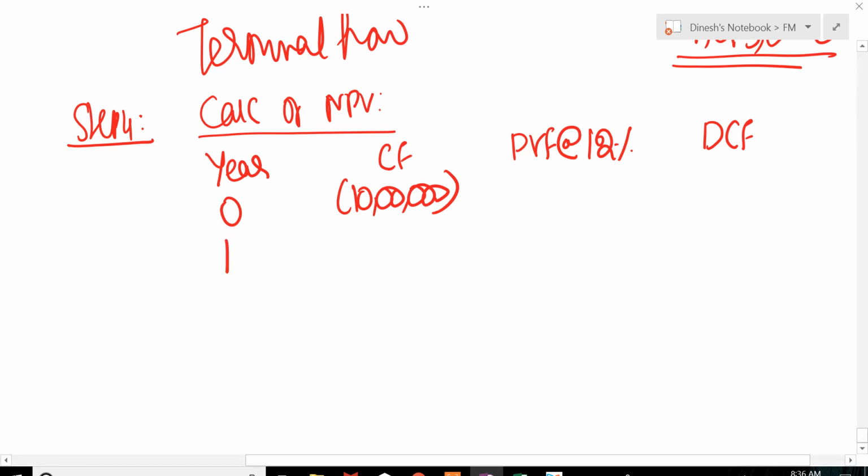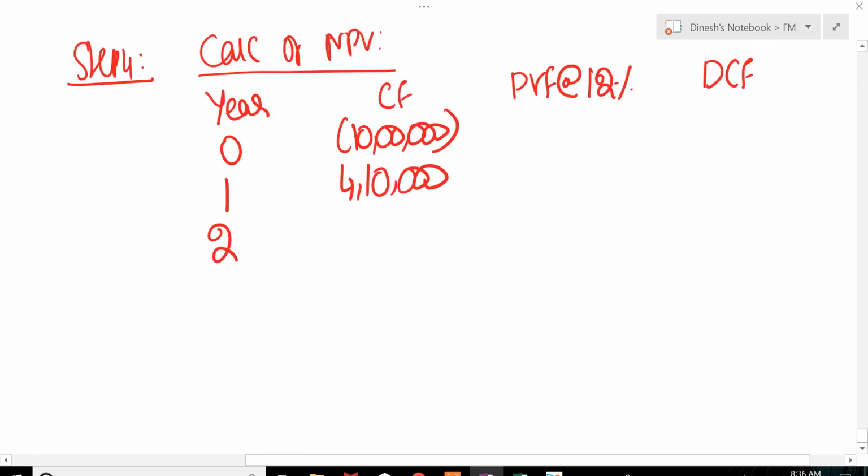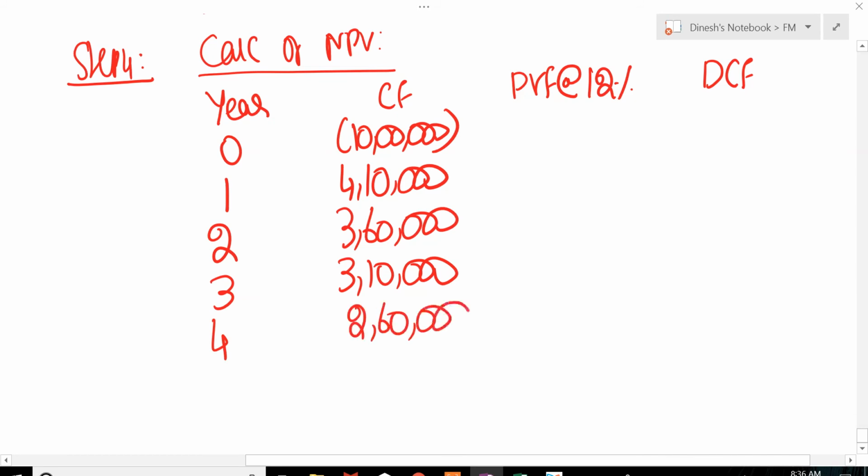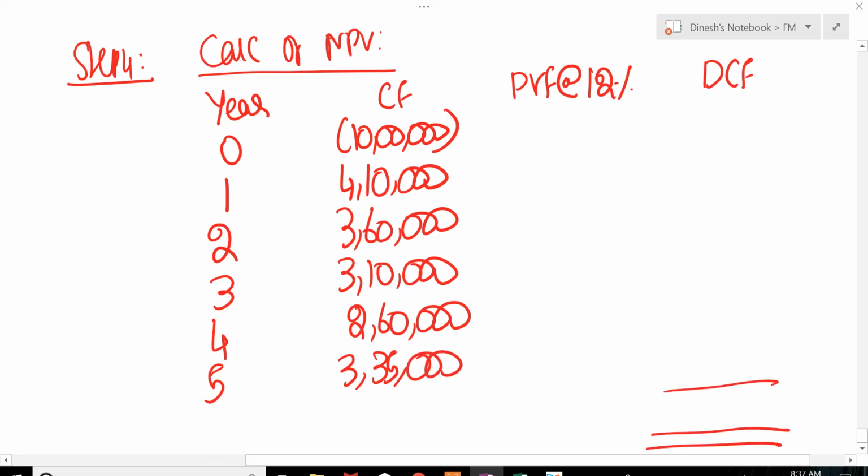Year 1, go to step 2. 4 lakh 10,000. Year 2, again step 2, 360. Year 3, 310. Year 4, 260. Year 5 is step 2 plus step 3, because step 3 is the last year. Terminal flow is the last year. So whatever figure you see in step 2, add the step 3 figure. So it is 2,10,000 plus how much? 125. Now do a 12% and let me know the NPV. Positive, go ahead. Negative, reject it.